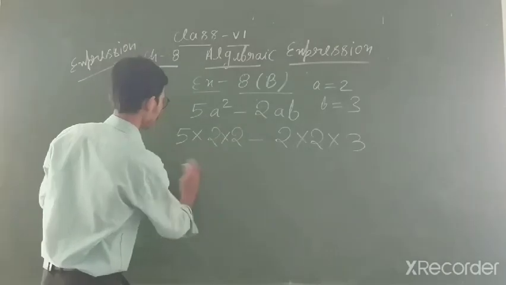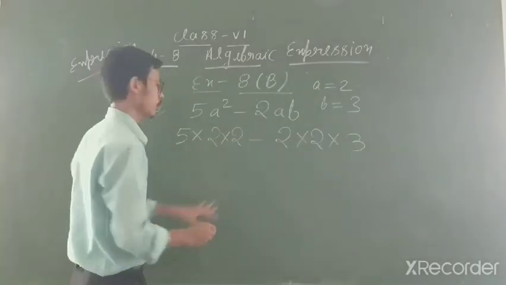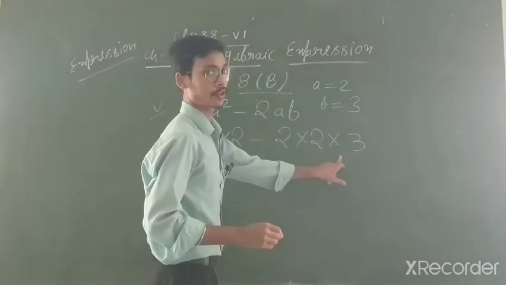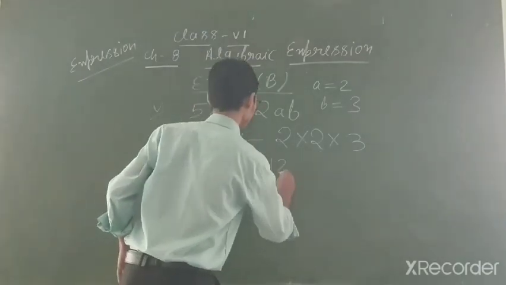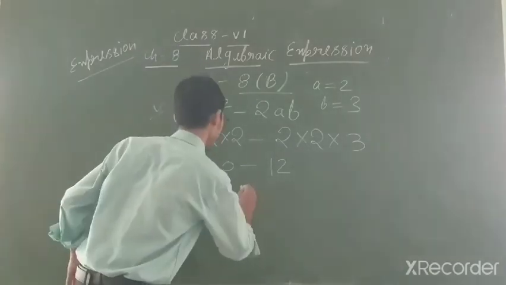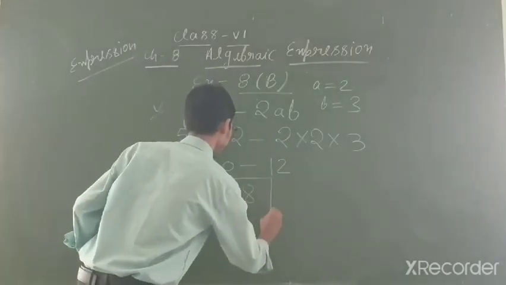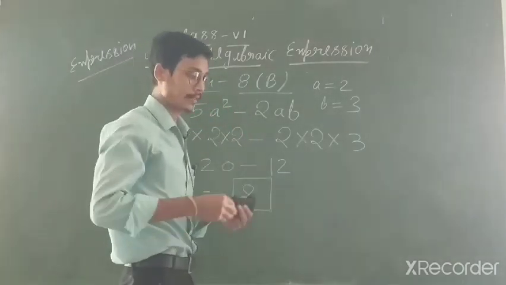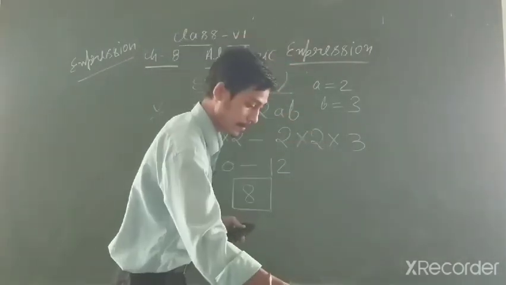Sorry, not 12. 5 2 ja 10, 10 2 ja 20. So write down 20 minus 2 2 ja 4, 4 3 ja 12. So write down 12. So this will give 20 minus 12. This will remain 8. Clear, student? So this is our correct answer. Clear, student? Now I think you are able to solve the question based on this.